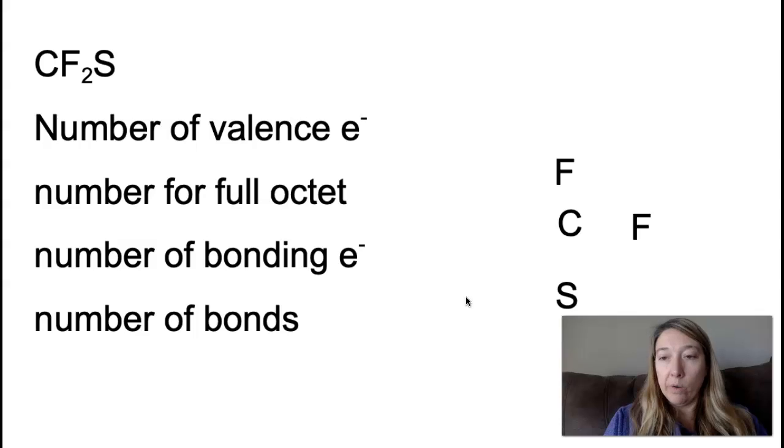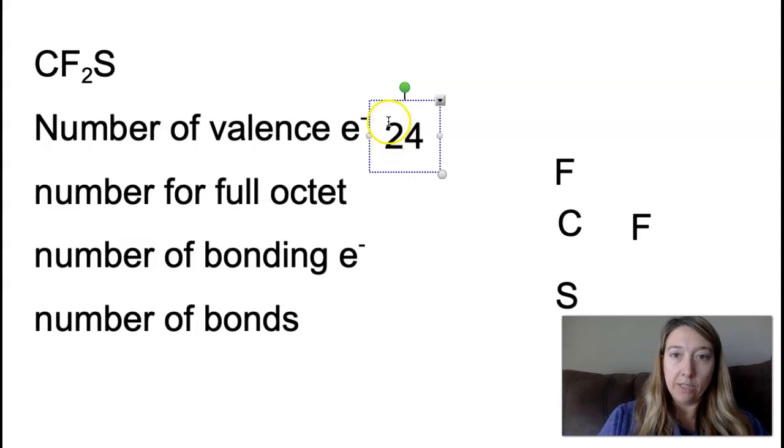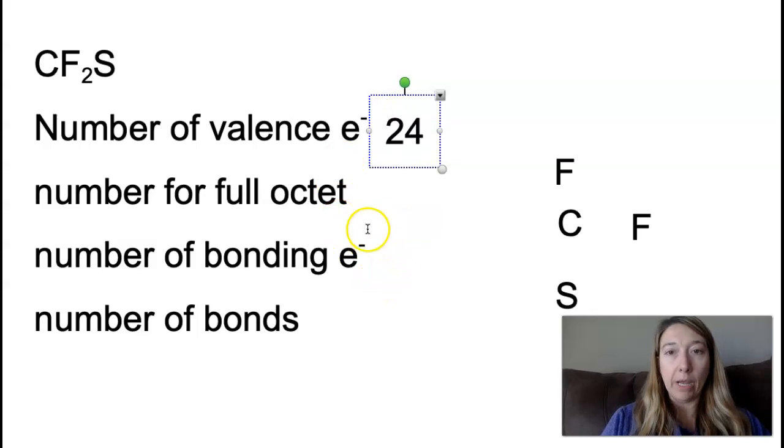So now that we figured out where we want to place things, and again, if you were doing this question on your own, you could have rotated it, and that would be totally fine too. There'd be nothing wrong with that. So number of valence electrons. We have carbon, it wants 4. Then we have 2 fluorines at 7. And then we have a sulfur at 6. So we have 24 valence electrons to play with. Okay, so our final diagram is going to have 24 dots.